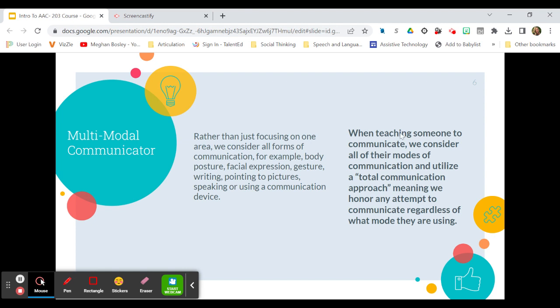When we teach someone to communicate, someone who's already struggling to communicate, we consider all of their modes of communication. And we utilize what's called a total communication approach, meaning we honor any attempt to communicate regardless of what mode they're using. So, as a speech pathologist, I might document that they're using gestures, facial expressions, pointing to things, pointing to pictures, all of the above, because all those things help make them a successful communicator.